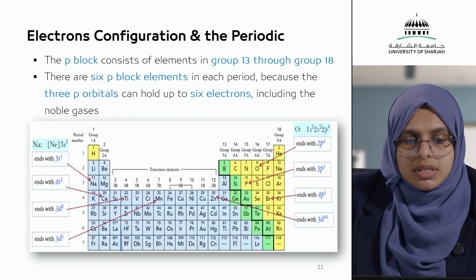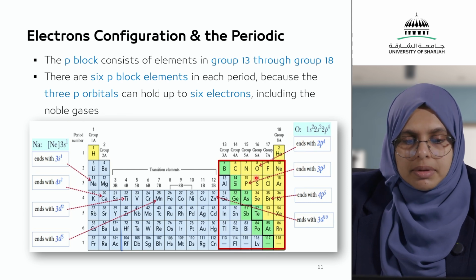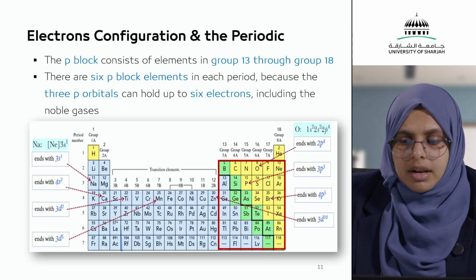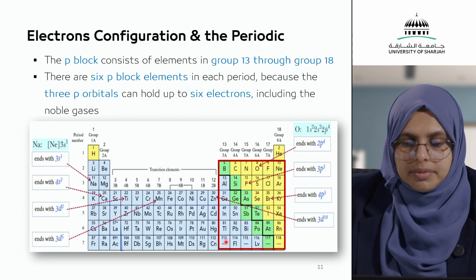The p block consists of elements in group 13 through group 18, including the noble gases. There are 6 p block elements in each period because the 3 p orbitals can hold up to 6 electrons. All the elements in group 13, for example, end their electronic configuration with p1.